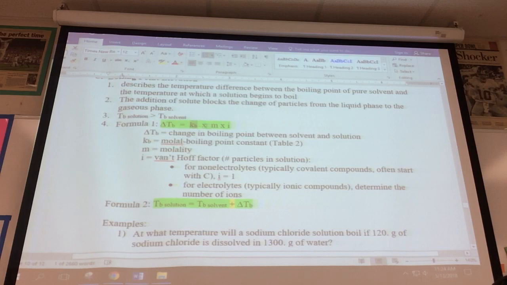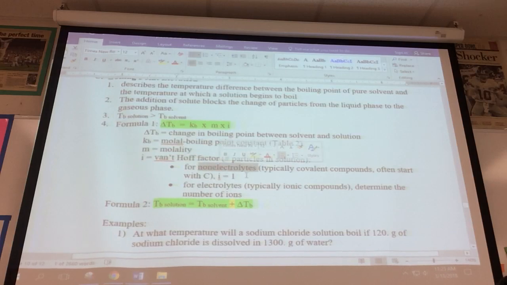The second piece is that you multiply it by the molality. You've seen molality already. You've been assessed on it. Moles of solute per kilogram of solvent. If they give you grams, you move the decimal 3 to the left to go to kilograms. Some kids were a little cockeyed with that on the quiz. i is the van't Hoff factor. This is how many particles you have in solution, and I'll show you how to determine i very carefully.